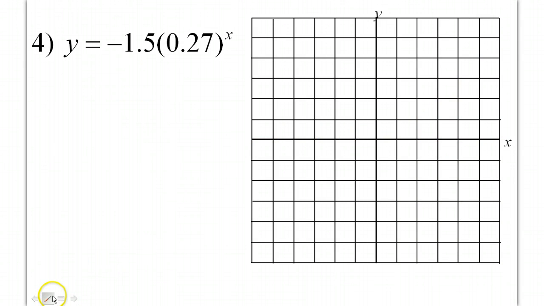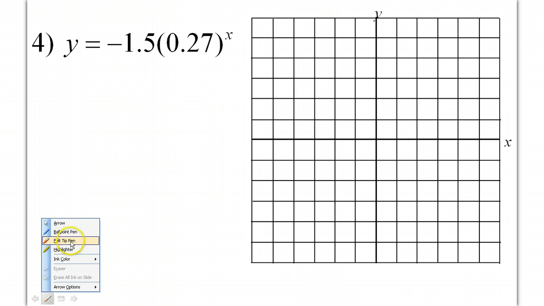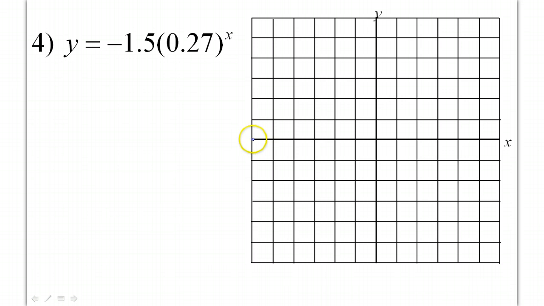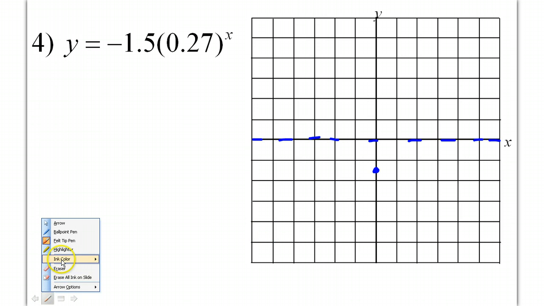Okay. Number 4. Let's see. Margaret, what's the asymptote going to be? Still the x-axis. Everybody draw a dotted line on the x-axis as best you can. Margaret, what's the y-intercept going to be? Negative 1.5. So go down 1.5 squares. So your y-intercept will be there. Okay? All that's left is the curve.